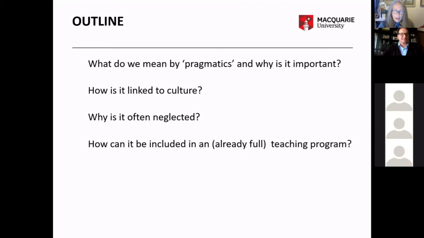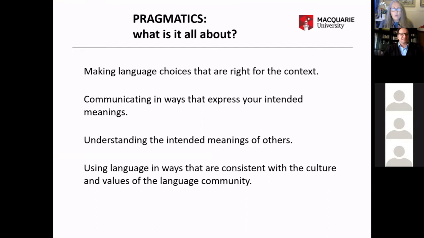So pragmatics is all about using language in a social context. And these are the 4 things that are most important with pragmatics. It's about making language choices that are right for the context. So in English, you wouldn't speak the same way to everybody all the time, would you? It depends on who you're talking to. It depends on what you want. It depends on what you want to achieve, how you're feeling, all of this. And this is an area that we often don't necessarily think about automatically when we're teaching language, how to match the language and the context that we intend our students to use it in.